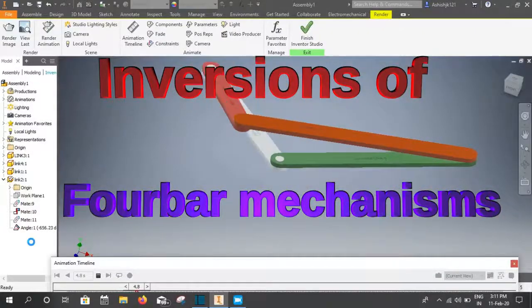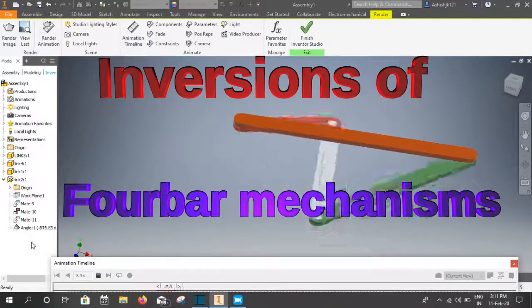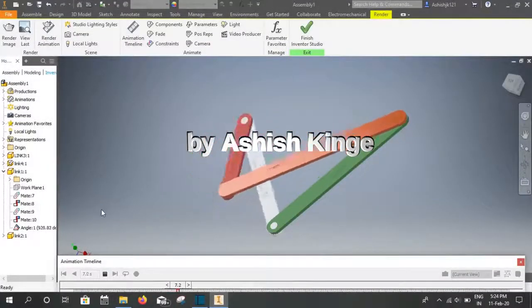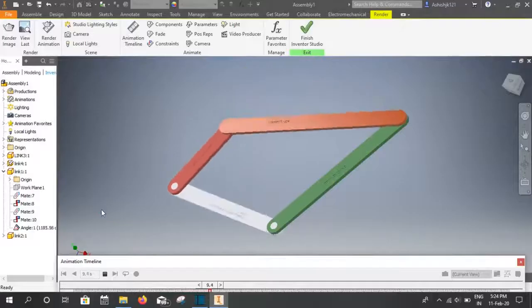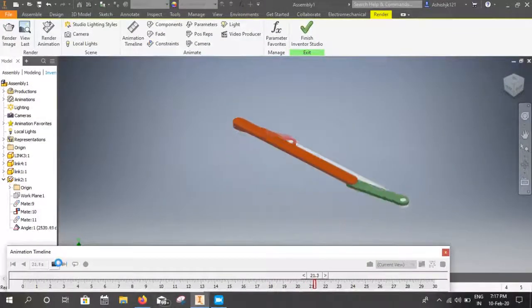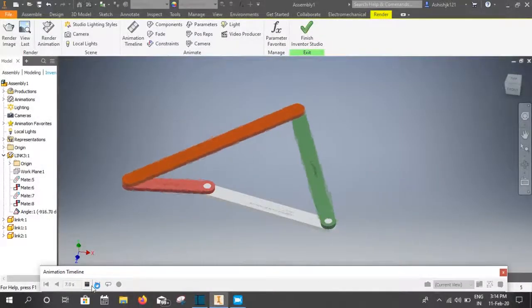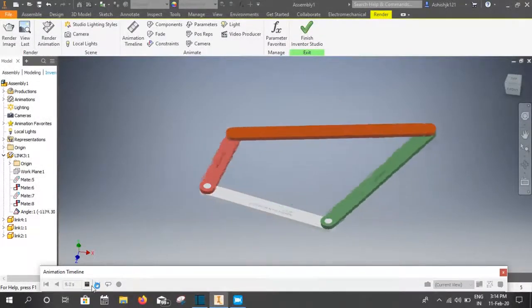Inversions of Grashof mechanism. In this video I am going to show you the different types of inversions the Grashof mechanism has. I am going to animate the mechanism on Autodesk Inventor and also tell you which mechanism gets generated from the inversions. Grashof mechanism consists of 4 links of same or different sizes according to the use.